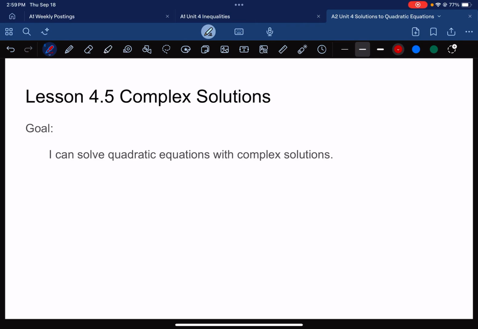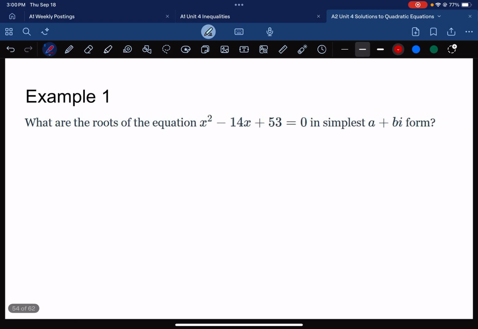This is lesson 4.5, complex solutions. Last unit, our last lesson, we looked at complex numbers, because when we solve quadratic equations, we often get complex solutions. So that's the goal: I can solve quadratics with complex solutions.